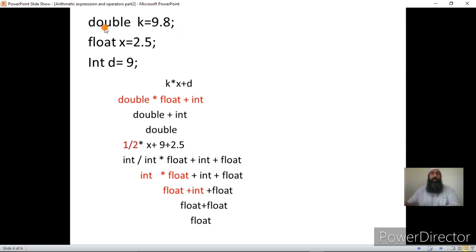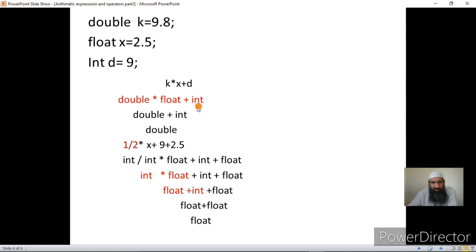Let us go ahead and see it. Suppose I have a variable k which is of double type, and I have a variable x that is of float type, and we have a variable d that is of type int. Now if I write the expression like this, k into x plus d. Now k's data type, from the declaration, is double. x's data type is float because x has been declared as float. And d's data type is integer.